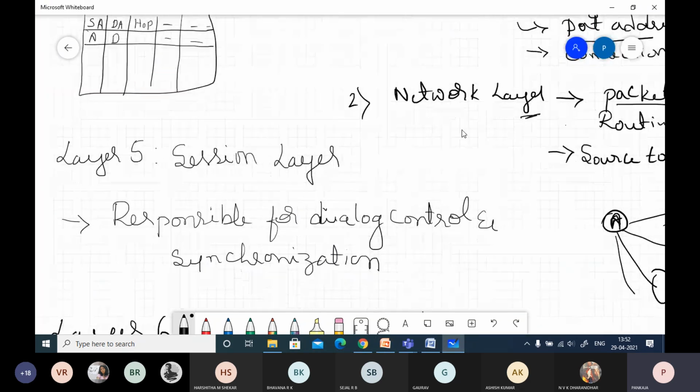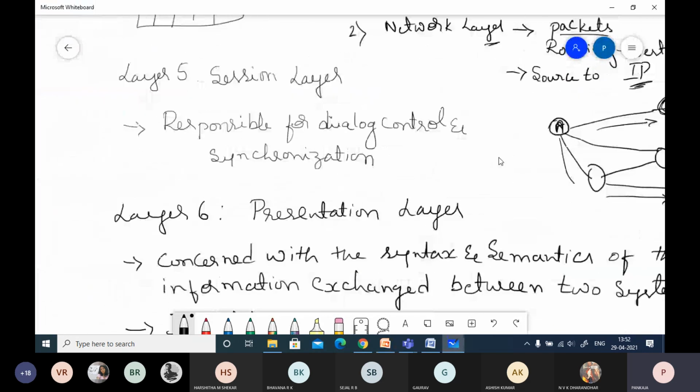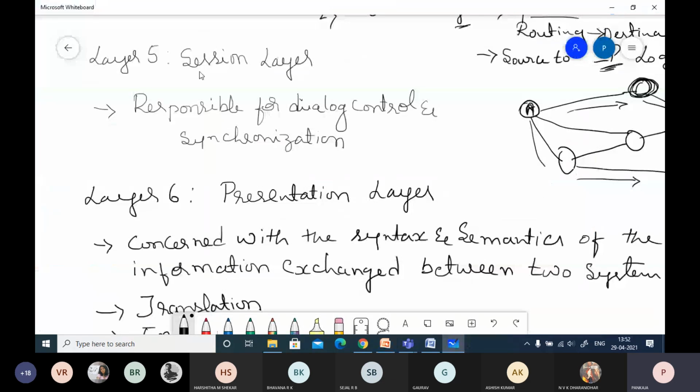Actually, the presentation and session layers are not there in the TCP/IP model. These two layers, the session layer and the presentation layer, are part of the OSI model. After the transport layer, the next one is the session layer. Then we have the presentation layer, followed by the application layer. Now I'll explain briefly about the session layer.